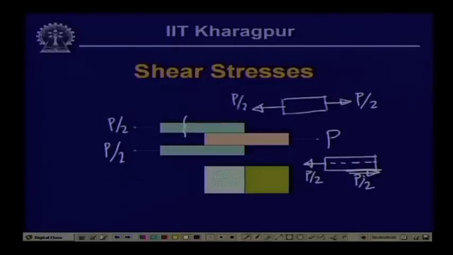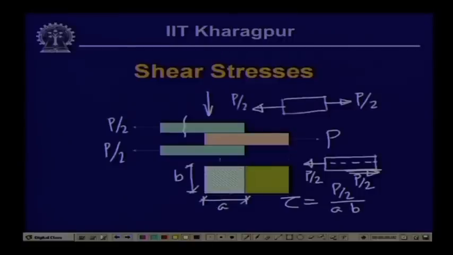Now, this force will try to cause a stress at the contact between these two elements, and this contact area is shown here in the plan. If we look from the top, the top view of this body looks like this, and this shaded part indicates the contact area between these two pieces of material. Now, if we consider this length as A and this as B, then we can define the shear stress, designated as tau, as equal to the force acting at the interface, which is P/2, divided by A times B. A times B is the contact area over which the shearing stress exists.